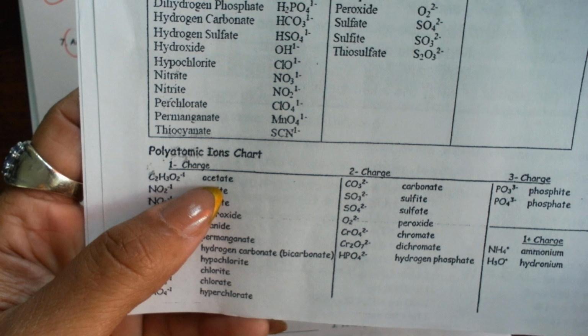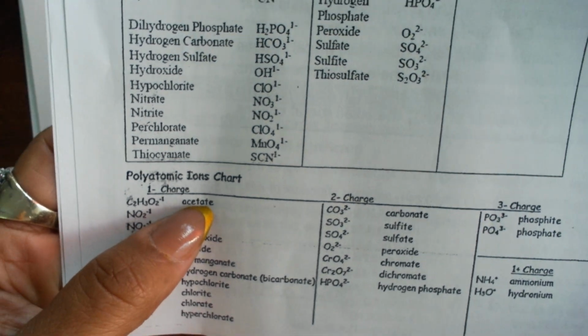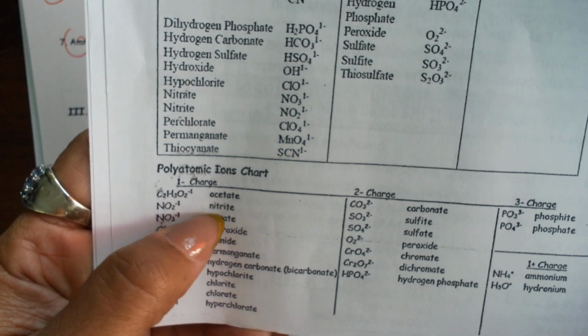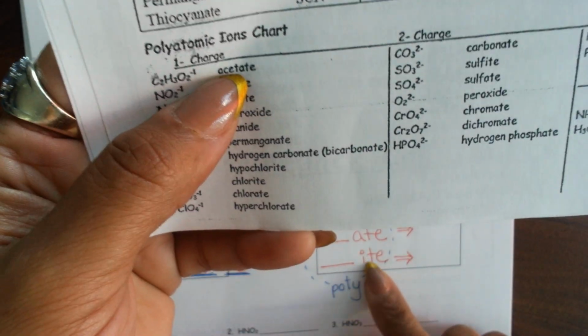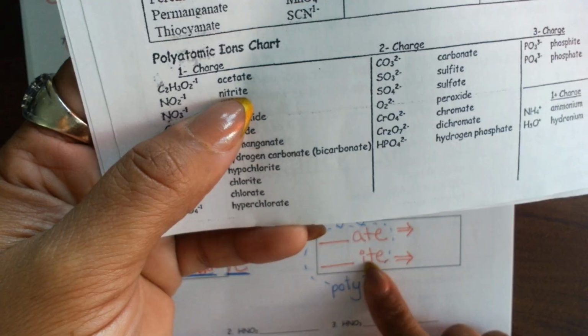I'm going to pause for a moment, and I'm going to come over here and show you. Acetate, ate, nitrite, ite. Do you see the poly ends in an ate, or the poly ends in an ite? Does that make sense?